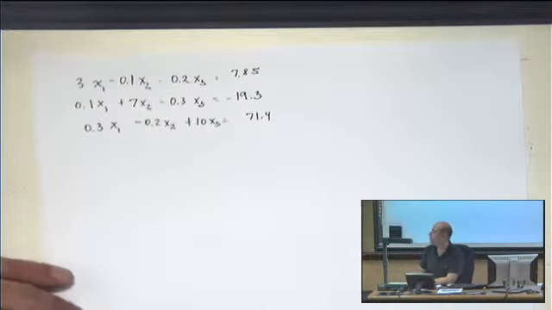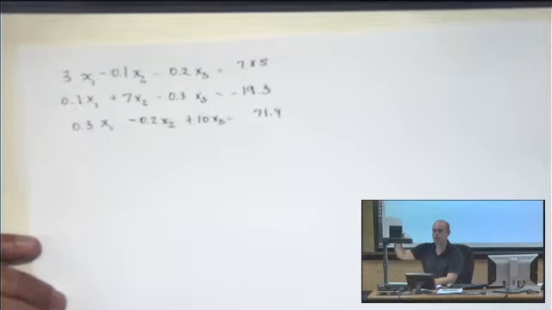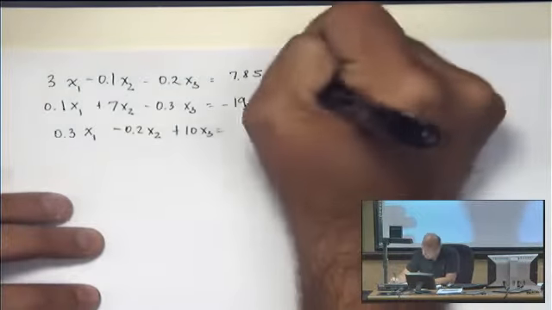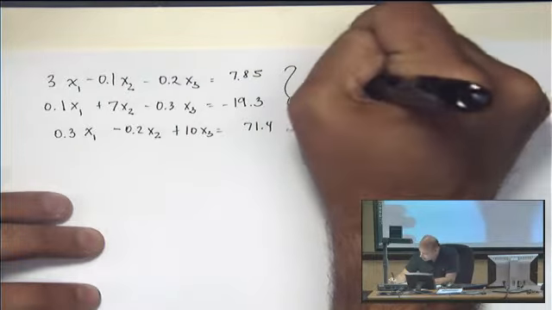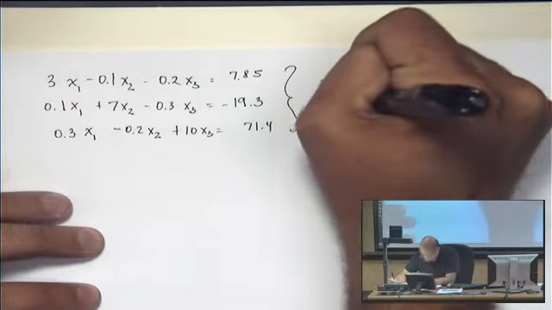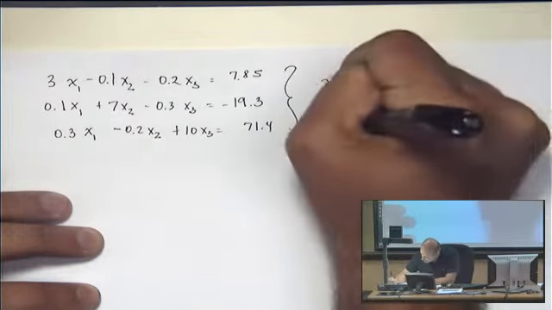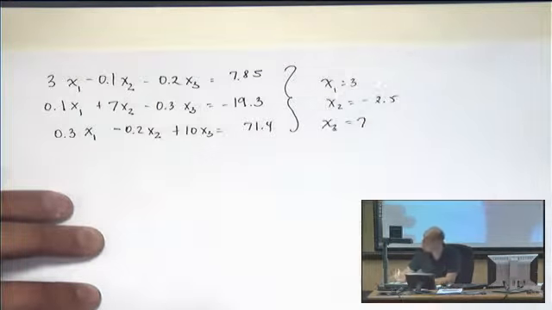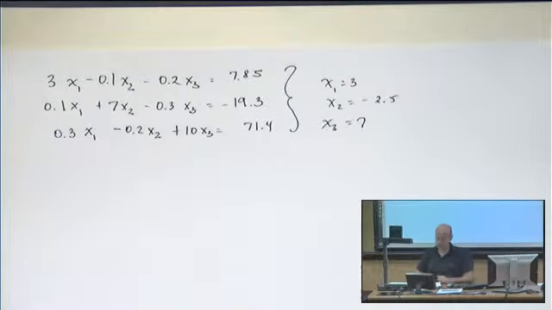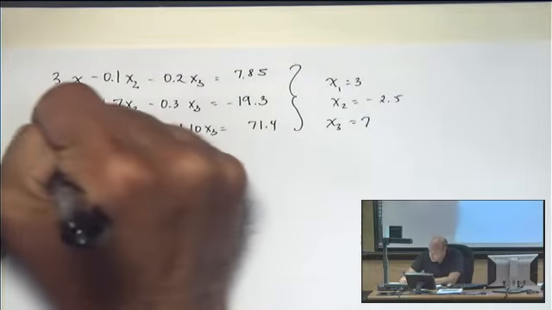Okay, so we've got three equations and three unknowns, as shown on the screen. I can tell you that the actual solution is x1 equals 3, x2 equals minus 2.5, and x3 equals 7. That's the actual solution to that system of equations. Now let's use the Jacobi iterative method.